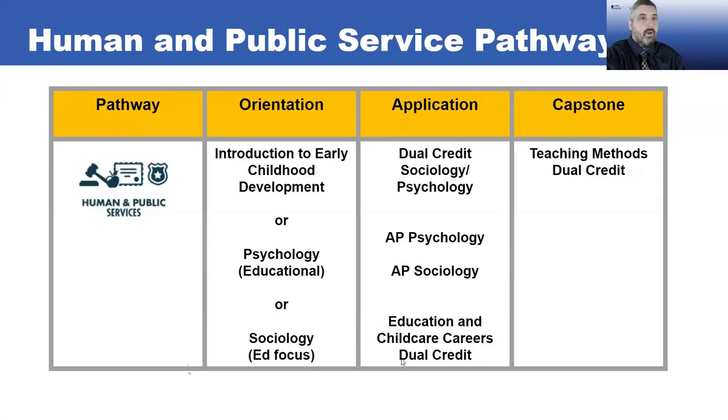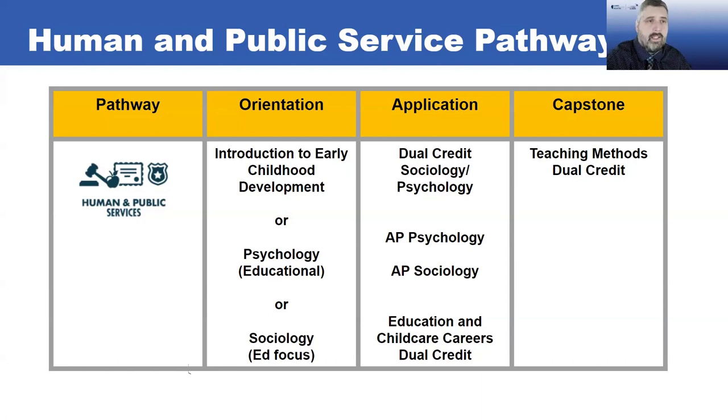So we want to get into a few examples here, and we hope that it will really drive a conversation. Here is one of the pathways that maybe a high school might develop for their human and public services pathway. You see at the end the capstone course, teaching methods, which would be a dual credit course that would be aligned with either a community college or university.